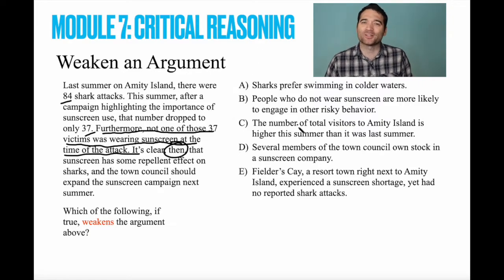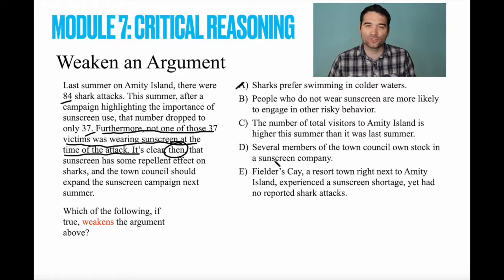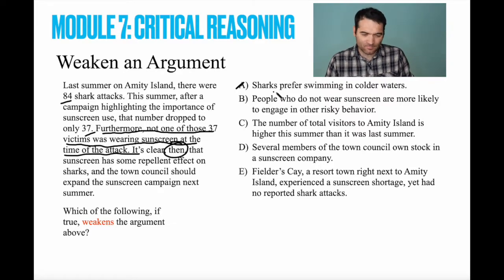And again, I'm going to start eliminating these one by one out of order so you don't know what's coming. Why don't we start by eliminating answer option A. Sharks prefer swimming in colder waters. Well, even if we take that to be true, what does that tell us about this situation? Absolutely nothing. We don't know where Amity Island is or the temperature of Amity Island's waters. For all we know, Amity Island is off the coast of Antarctica or on the equator, right? We just don't know. So that's out.